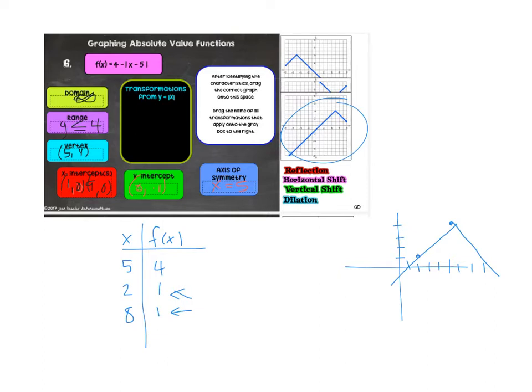And then, is this a reflection? Yes, it's a reflection. It went from a V shape to an A shape. Is it a horizontal shift? Yes, it's horizontal. Vertical? Yes, it went up. Is it a dilation? It is not a dilation. This one's shape did not change.